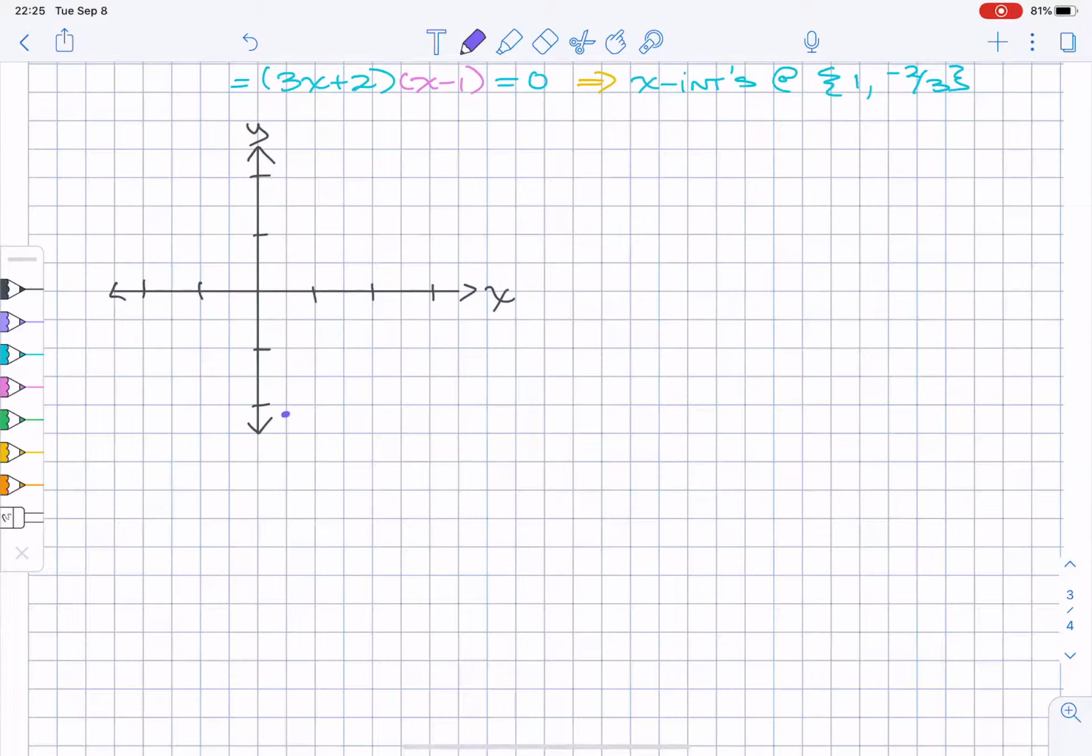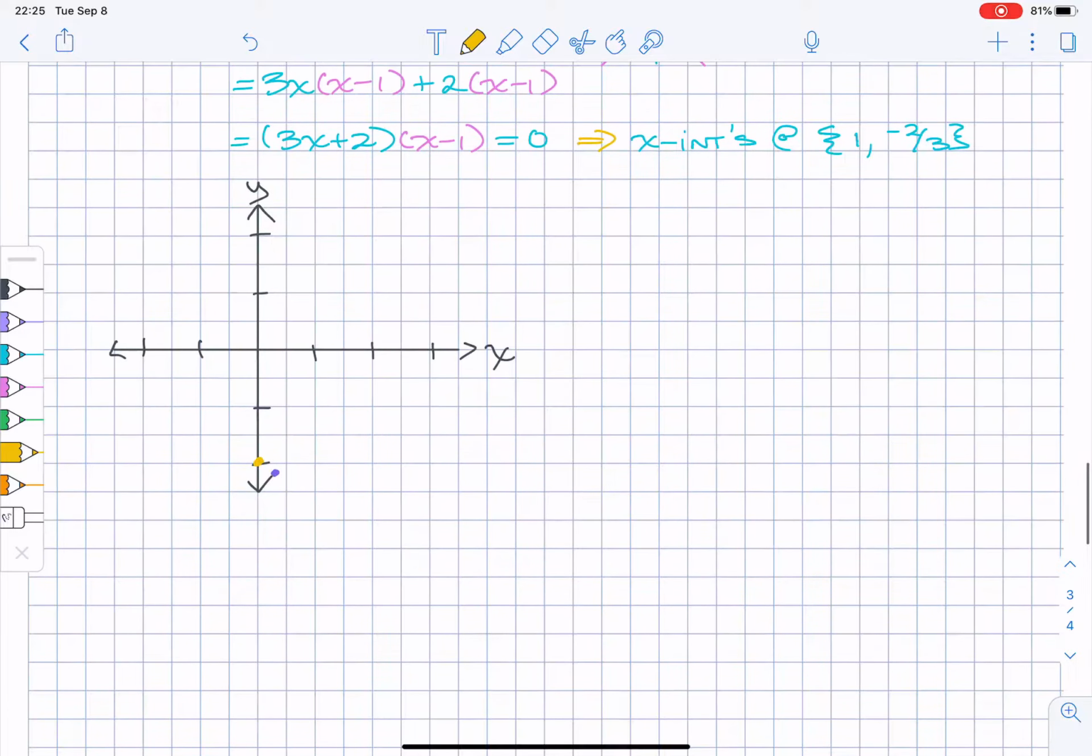Little past. There we go. My y-intercept is at negative 2. And my x-intercepts were at 1 and negative 2/3. So about there. So it looks like my vertex could be just a little bit more. My vertex could be a little bit closer, like so. Very close.